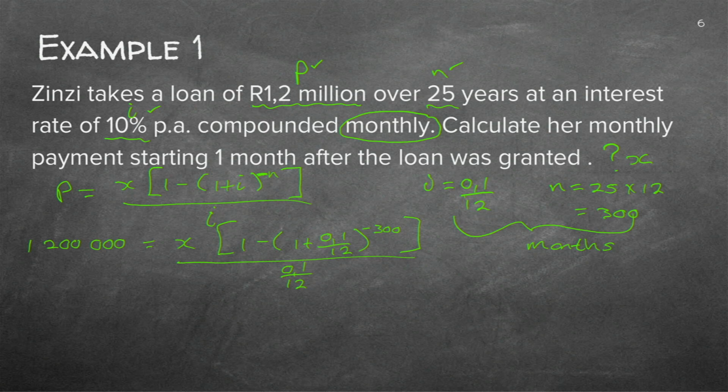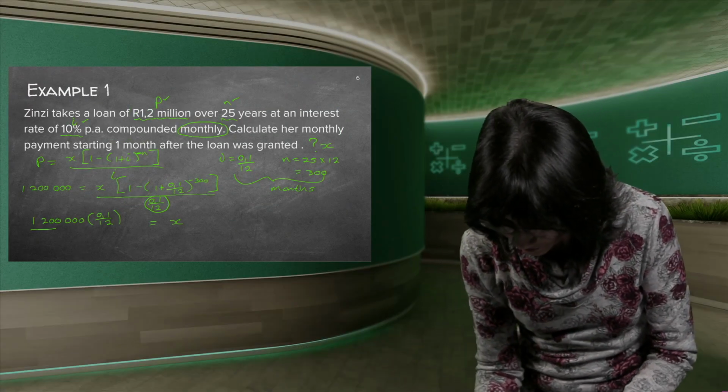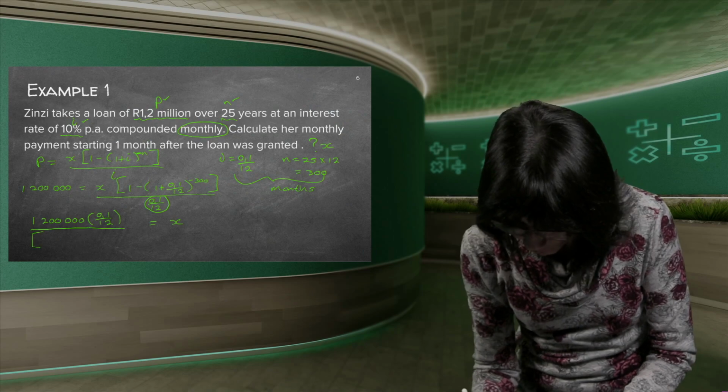Good, now I want the X all alone. So remember what we said. I'm first going to get rid of this fraction here. Fraction is being divided, so I need to times with it. So it's going to be 1.2 million times 0.1 over 12. Now I'm going to leave the X on the right-hand side. And then I want to get rid of that whole square bracket next to the X, which is being times. How do you get rid of times stuff? You divide. So now you take this whole thing and you divide by that whole big fat bracket.